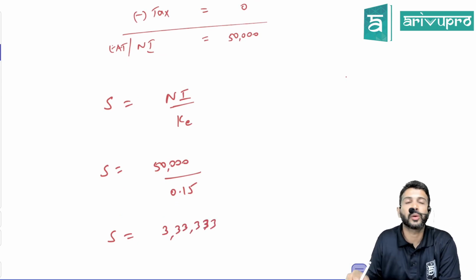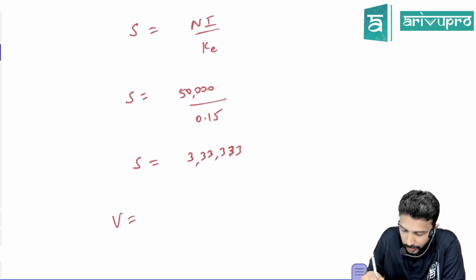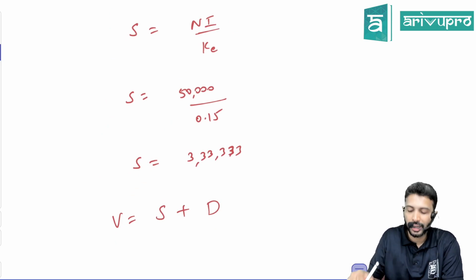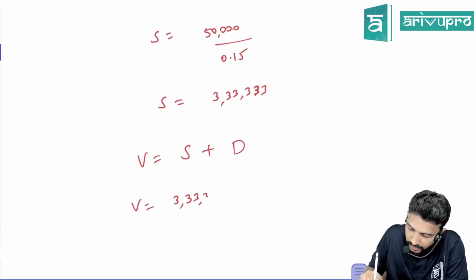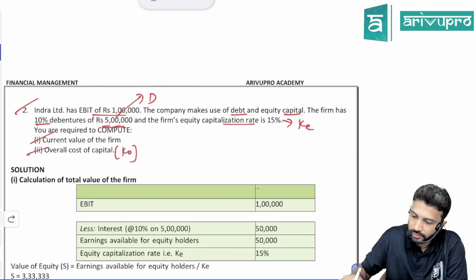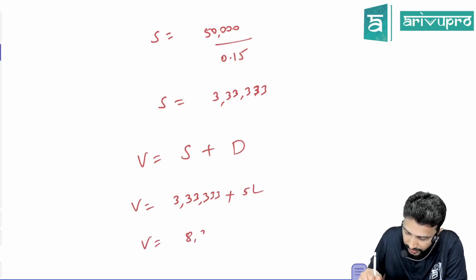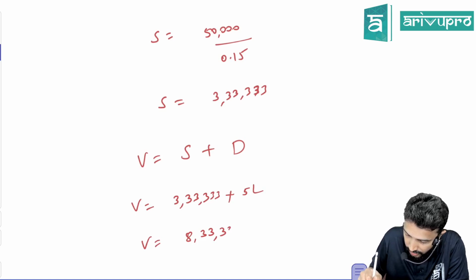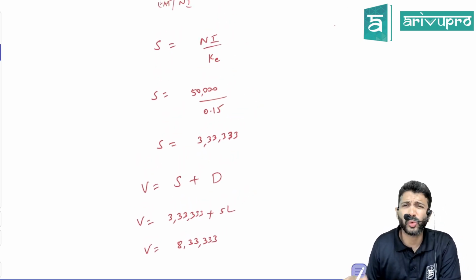3,33,333 is the market value of equity. How do you get the value of the firm? S plus D. S is 3,33,333 plus debt. They've only given it to be 5 lakhs. So market value of the firm is 8,33,333. Great. Same as last question, no change.